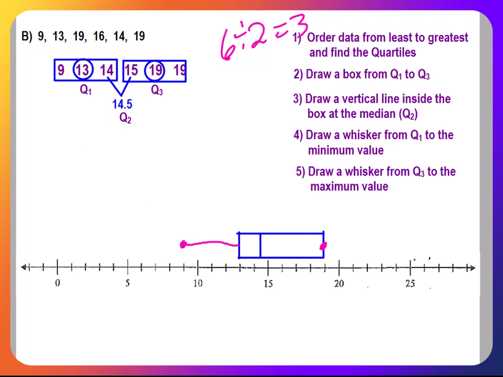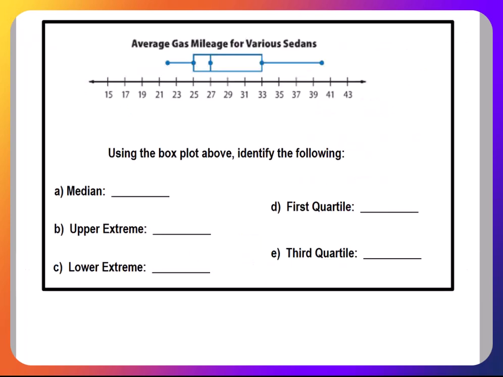Pause the video, go back, rewatch it if you need to. If not, let's move on. So this is a box plot already made for us. What I want you to do is pause the video, and using the box plot, identify the 5 data components of the box plot. When you're done, come back, check to see how you did.